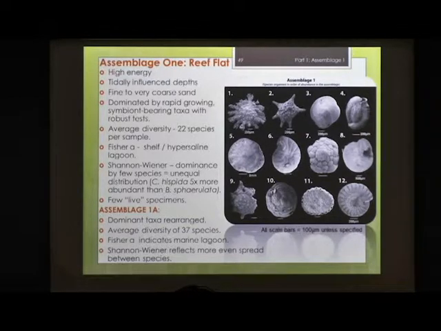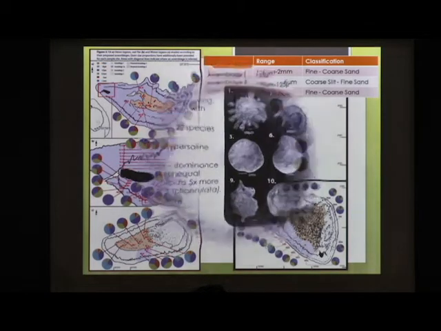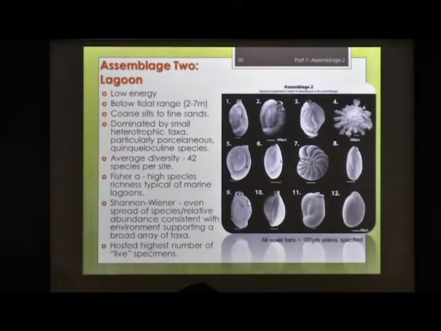Assemblage 1A was the exact, oh, I didn't show you where assemblage 1A was. So this is assemblage 1A here on the edge of the reef, and then again here and here on the edge of these 2 lagoons. So assemblage 1A is basically the same dominant taxa, but their abundance was different. It had more species and it indicated a marine lagoon, and Shannon and Wiener reflected a more even spread.